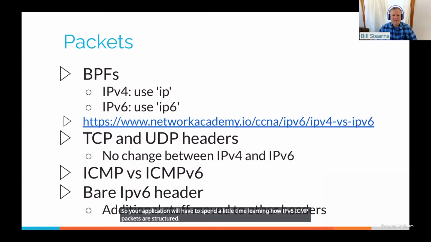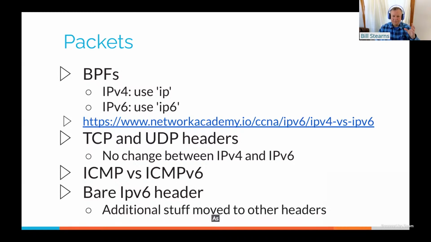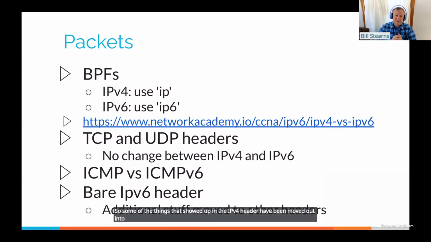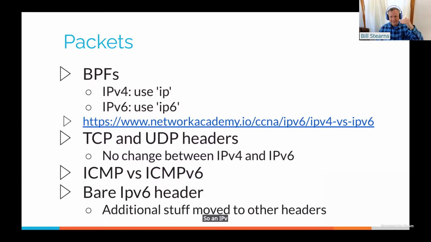The IPv6 header doesn't have all the things that IPv4 had. As part of the process of moving from 4 to 6, the goal was to see if we could streamline that header to make it more efficient. So some of the things that showed up in the IPv4 header have been moved out into different headers. So an IPv6 packet might have anywhere from 1 to 3 more layers than an IPv4 packet.